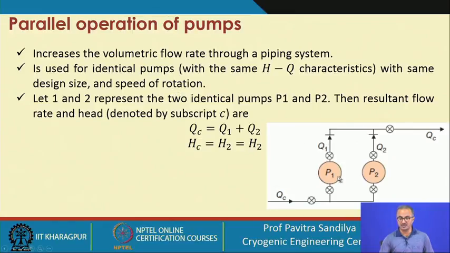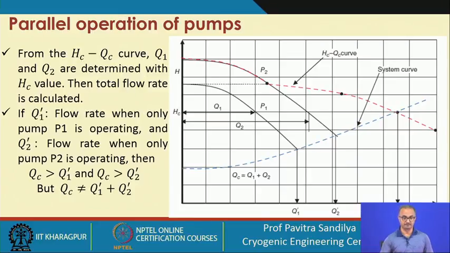Now, if there are two pumps, as I told you, then the total flow rate QC is equal to Q1 plus Q2, that is the summation of the flow rates given by each of the pumps. On the other hand, the head generated by each of the pumps remains the same. That means H1 and H2 will be the same for each of the pumps. So, we are just gaining on the total flow rate, but not on the head.